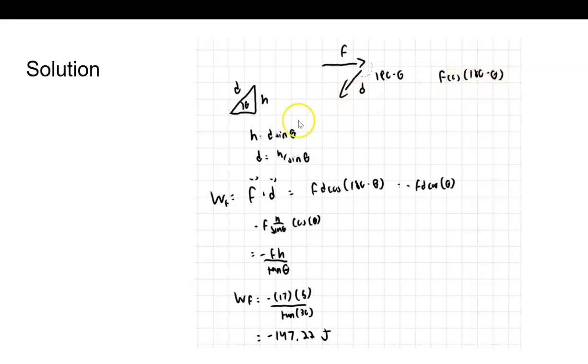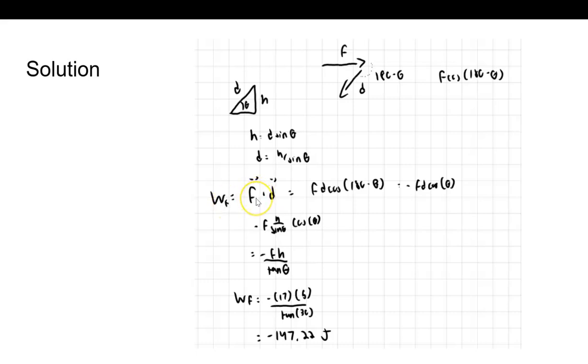Then you have to find what D is. You know what H is, and you know theta. So H, or the height, is equal to D sine theta. Then you solve for D, which is H over sine theta, and then you have the number for D. Finally, you find the work that is put into the problem.